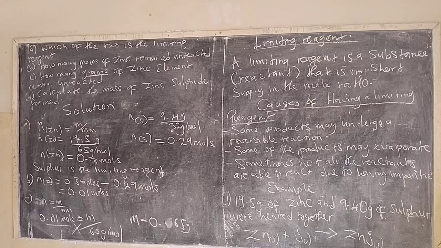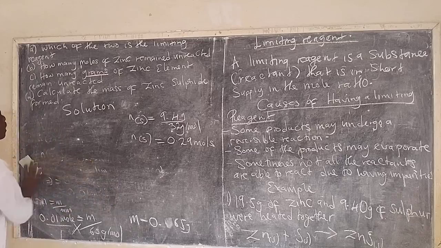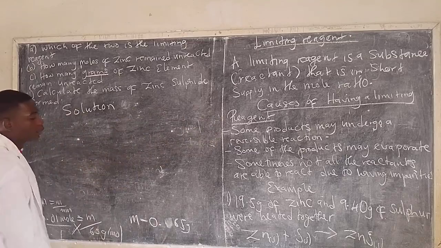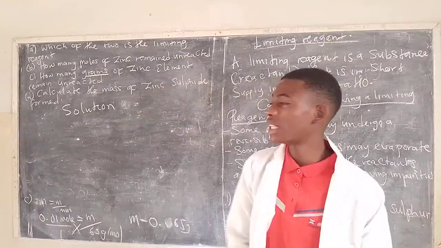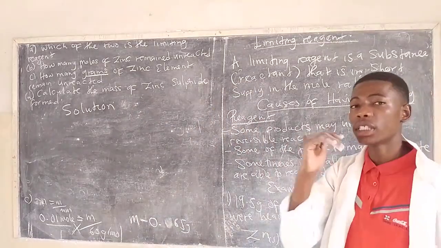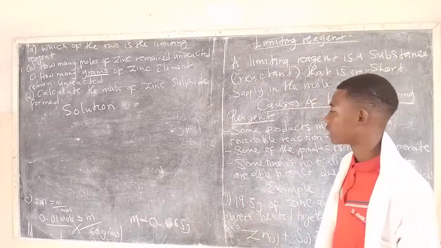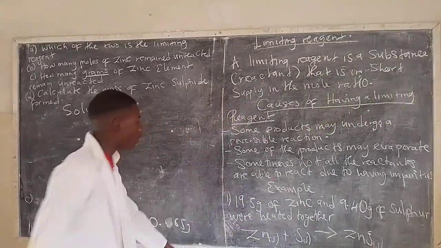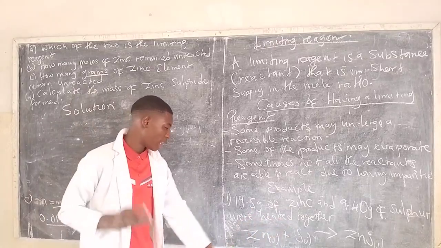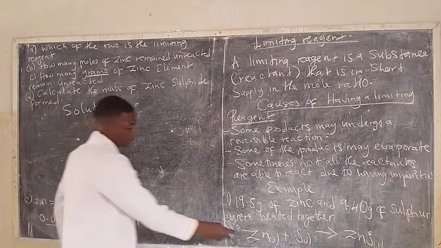Last but not the least, we are asked to calculate the mass of zinc sulfide formed. This is very crucial when finding the mass that would be produced for the product. We must use the limiting reagent because it was the one that was in short supply of the mole ratio. So if we are asked the mass, we can use the balanced chemical equation to find the remaining mass. It always has to be balanced.